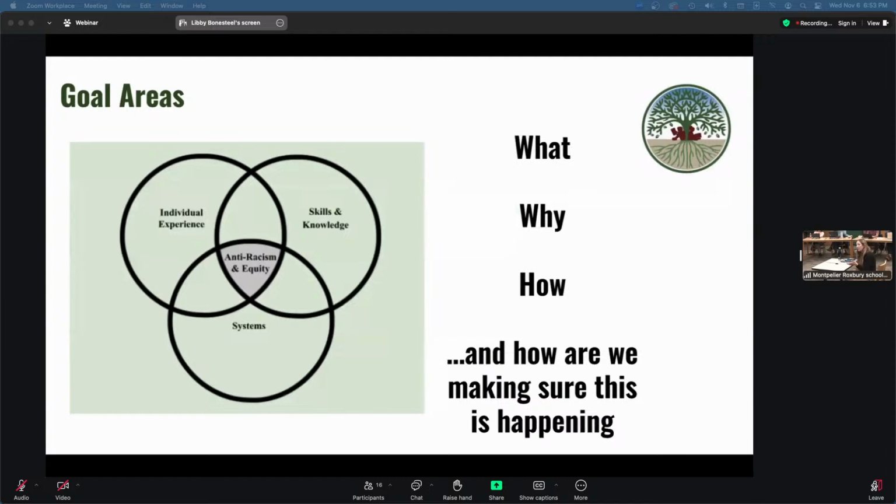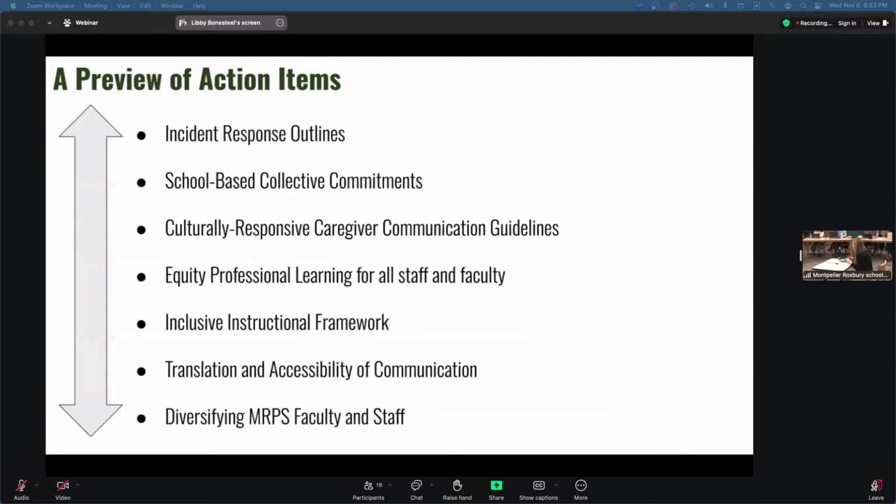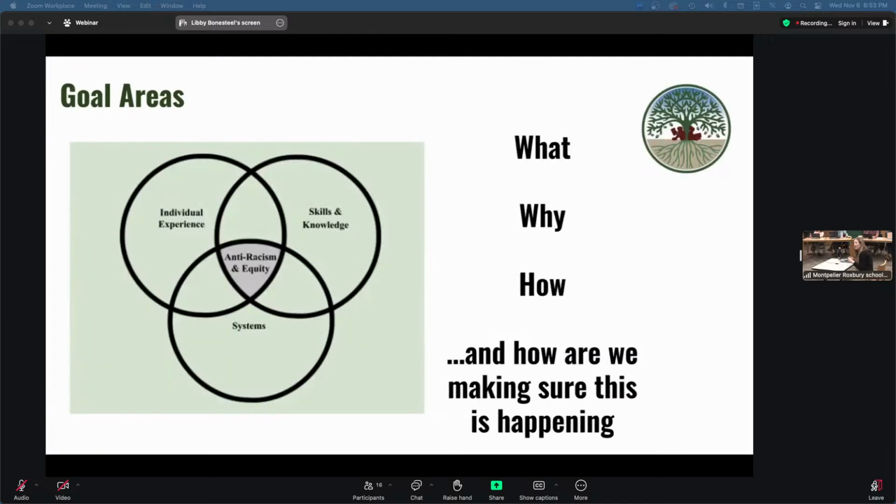And then under each of these goals, we have like a what, a why, and a how, right? So the what is to really clarify, what is this goal? What does it entail? The why is this important? How does this directly relate to anti-racism and equity? And then the how, or what are the specific action items that we're going to make sure that we're doing in order to make progress on this goal.